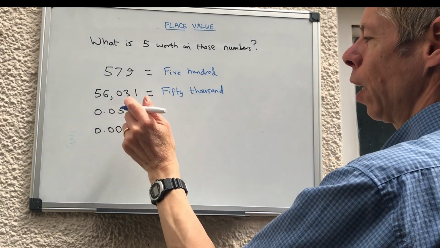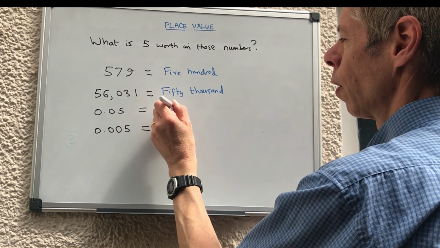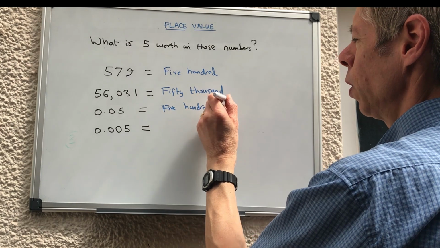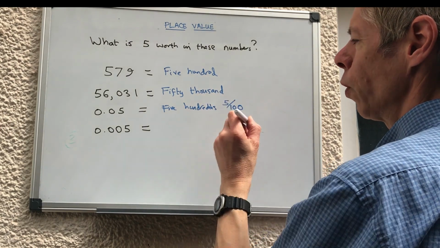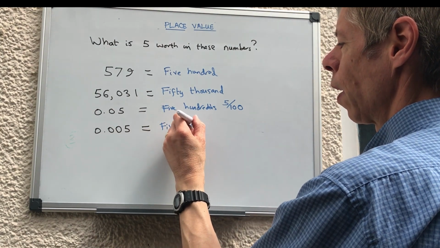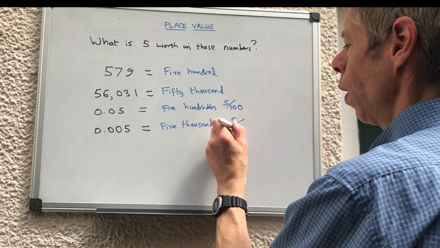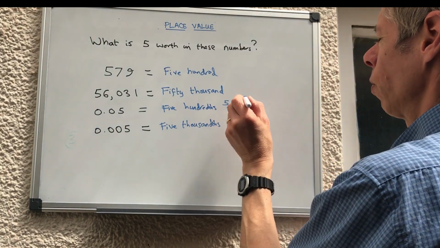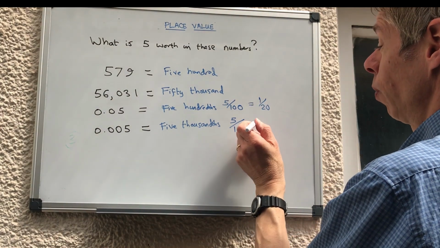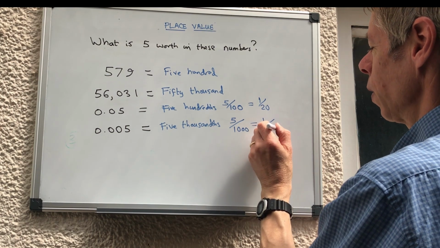Here, it's in the hundredths, so it's worth 5 hundredths, so 5 over 100. Here, it's worth 5 thousandths, so 5 over 1000, and you could simplify that to 1/20th, but it's probably not a good idea. But in for a penny, in for a pound, so that would be 1/2000th.